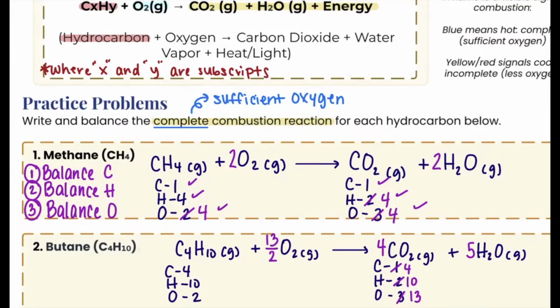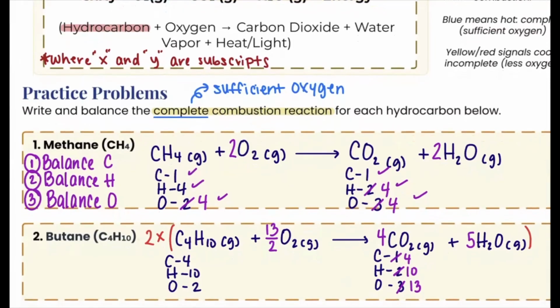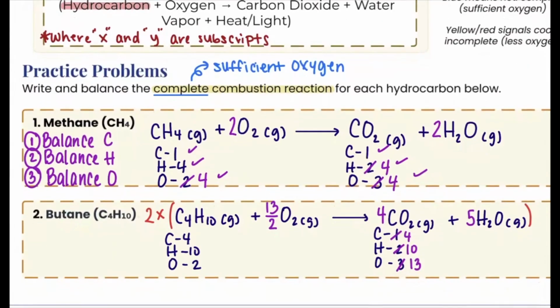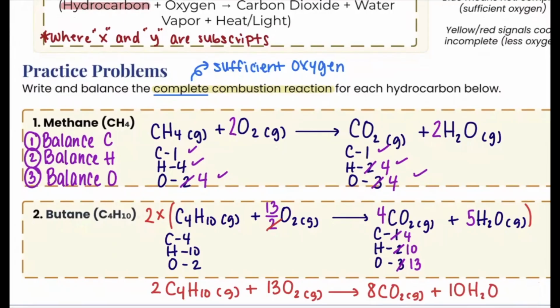To get rid of a fraction, we can multiply the 13 over 2 by 2. But whatever you do to one coefficient, you must do to all of them. So in other words, you have to multiply this entire equation by 2. So now we get 2 C4H10 reacts with 13 O2, right? Because the 2's canceled out, to produce 8 CO2s, right? Because we had 4 to start, times 2 is 8, plus 10 H2O. We had a 5 there originally, times 2, that makes 10.